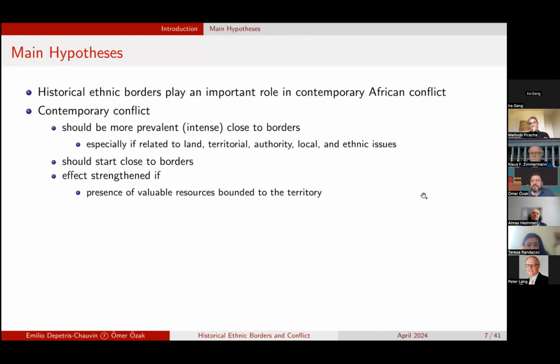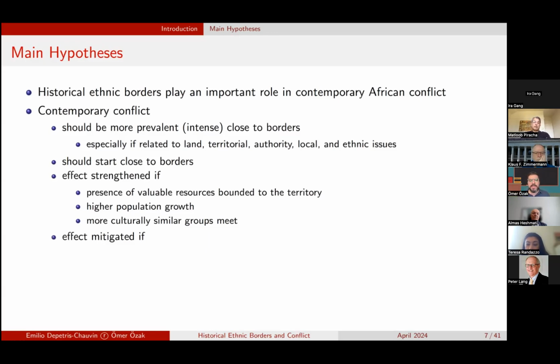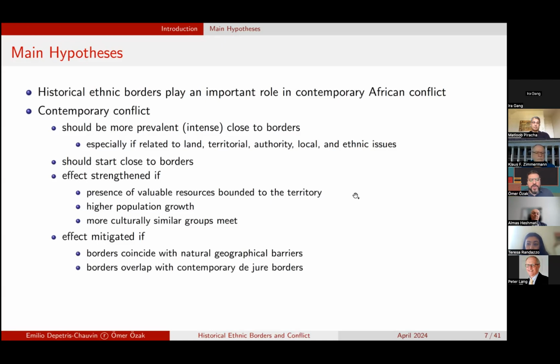Especially in the presence of valuable resources that are linked to the territory, if there's been more population pressure on the border, or if you have groups that are more culturally similar, and thus should be competing more closely for resources, right? At the same time, we would expect the effect of borders to be mitigated if, for example, you have a strong coincidence with natural geographical barriers that may make them a little bit harder, even though they are not, let's say, institutionally hard. We should also expect historical ethnic borders that overlap with contemporary de jure borders to have less of an effect, suggesting that all these property rights issues have been resolved, or there's someone else who implements them.